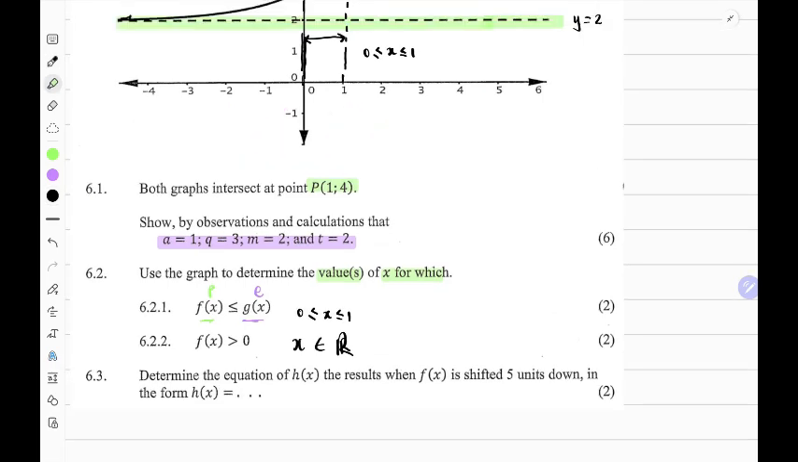And 6.3 says determine the equation of h of x, which results when f of x is shifted 5 units down. So we can already note that it is minus 5 units, 5 units down, in the form of h of x. Therefore, we can just write that down algebraically. We can say h of x equals f of x. Remember, there's a vertical shift, so it's minus 5.